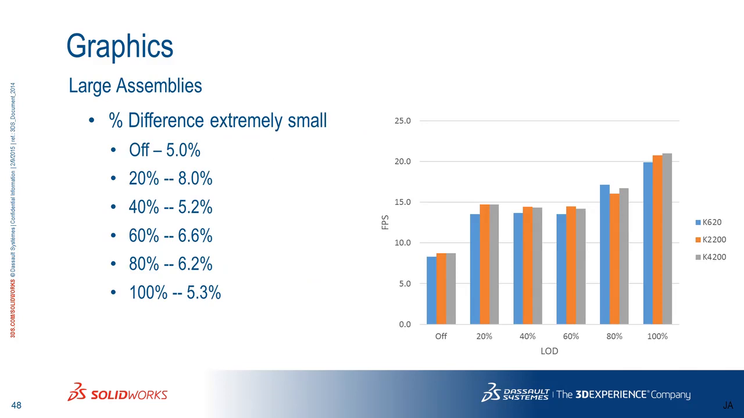So what we saw, graphics as far as large assembly goes, what we're getting here is the percentage of difference is extremely small. When we look at this across all the video cards and our level of detail set anywhere from off all the way up to 100%, all the video cards are kind of performing the same at that point in time. They're all running anywhere from as low as 8 or 9 frames per second up to about 21 or 22 frames per second.